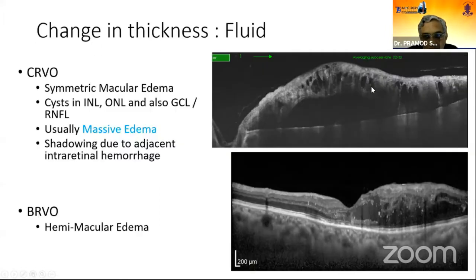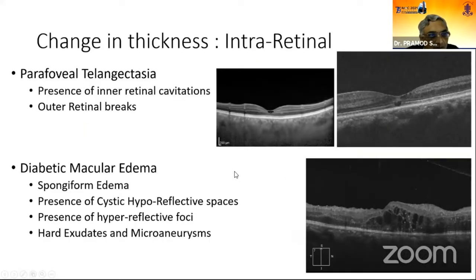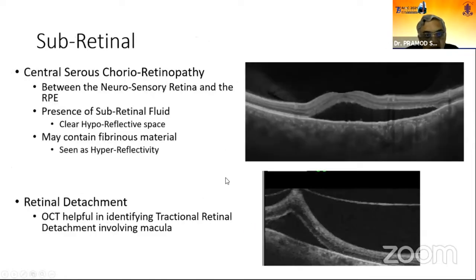With macular edema secondary to CRVO or BRVO, we have a few hyporeflective cystic spaces because of fluid accumulation, and also sensory detachment here. Foveal or parafoveal telangiectasia usually have an inner retinal cavitation, as you see here, or can have outer retinal breaks and also cause thinning of the retina. And in diabetic macular edema, you can get a spongy edema with the presence of cystic hyporeflective spaces.